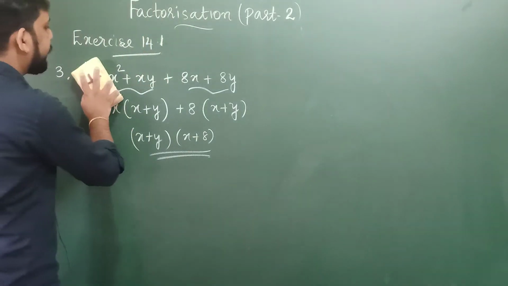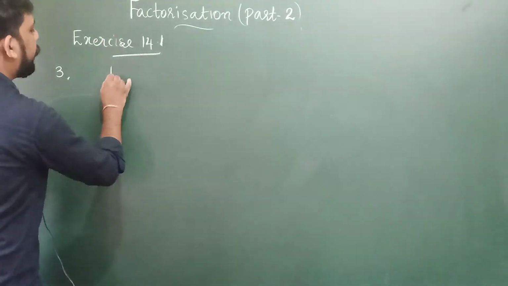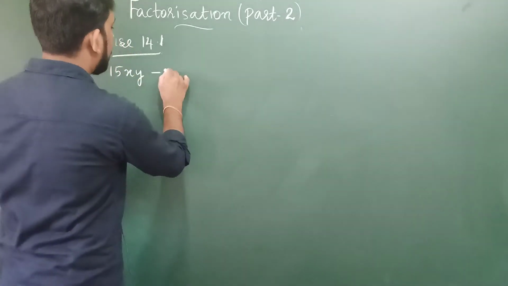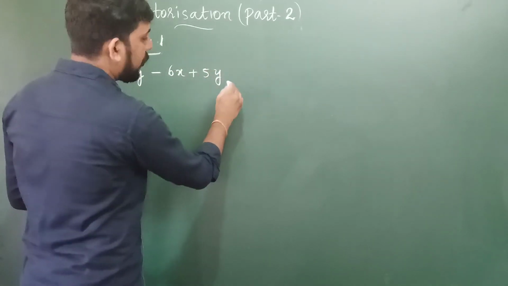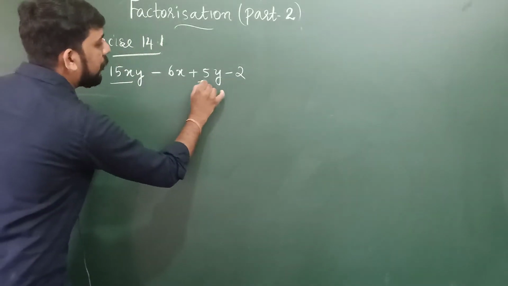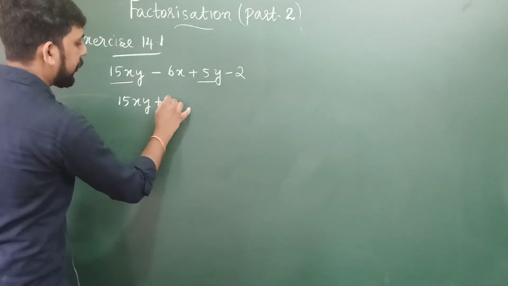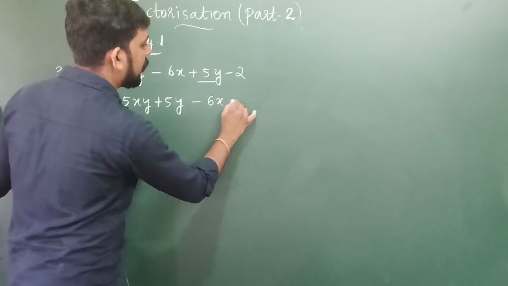Second sub question, the third one: 15xy minus 6x plus 5y minus 2. Okay, listen. Grouping this first, that is 15xy plus 5y, then minus 6x minus 2.